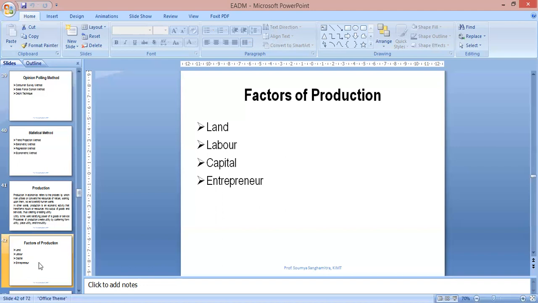But in these days of specialization, the task of organizer has become different from that of the entrepreneur. While organization and management involve decision making of routine and non-routine types, the task of entrepreneur is to initiate production work and to bear the risks involved in it.